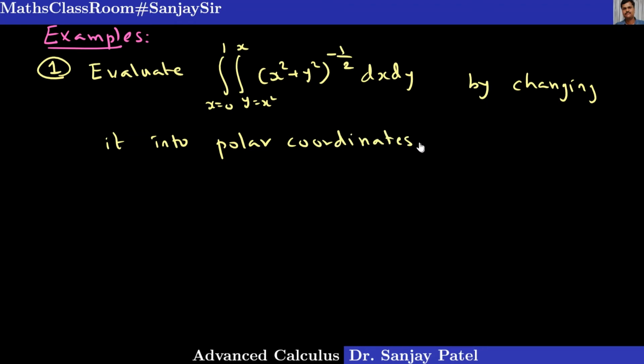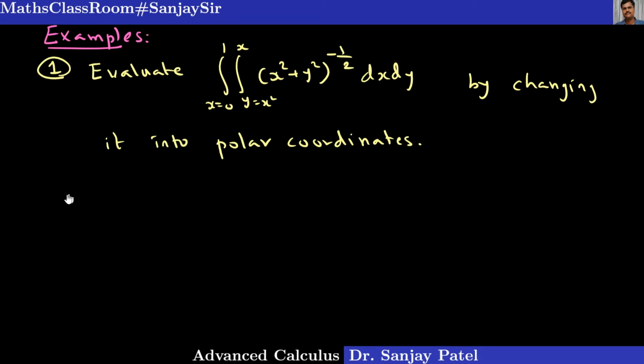Or even if it is not given that we should change into polar coordinates, whenever a function contains an expression like x square plus y square, or square root of x square plus y square, or some power of x square plus y square, it is sometimes easy to transform into polar coordinates, because we know the relation between the Cartesian and polar is x square plus y square is equal to r square. So we can use that relationship to simplify this problem.